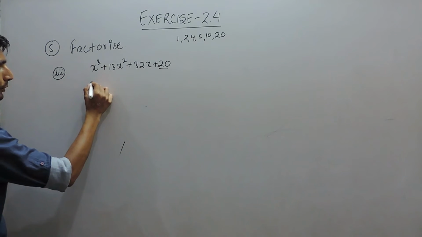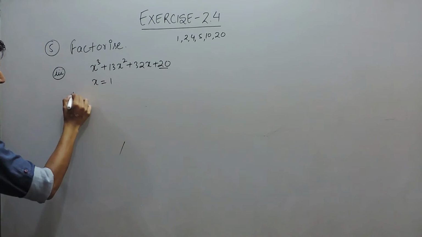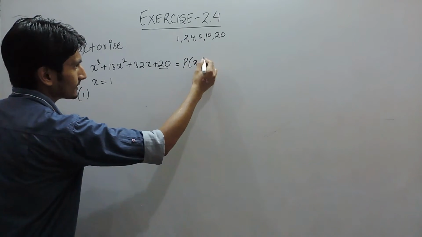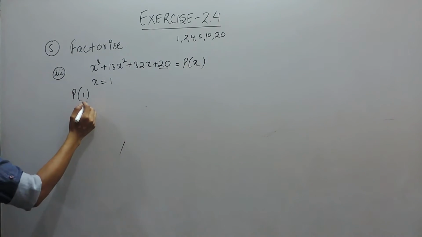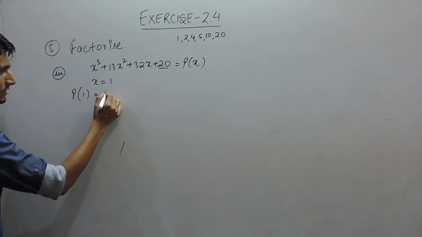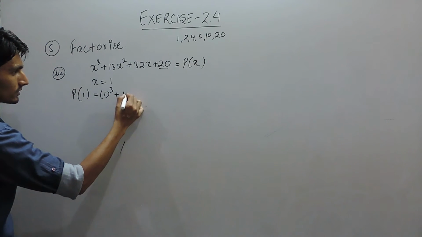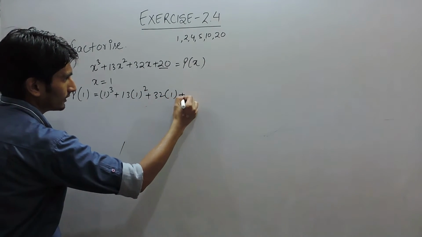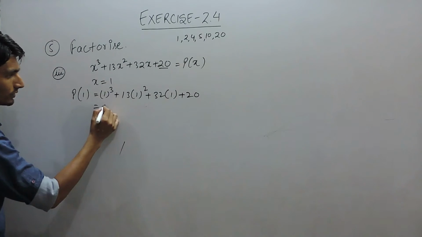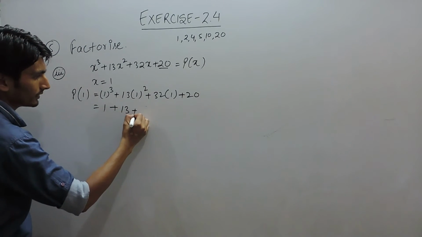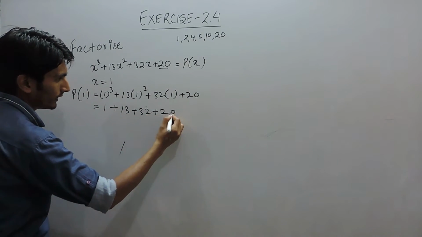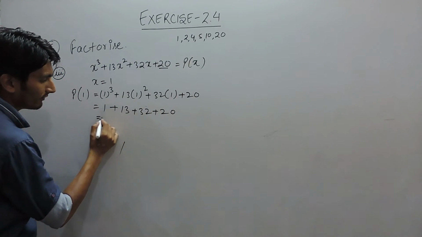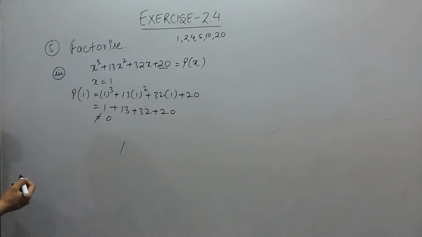So first of all, put x equals 1 in this polynomial, which is p(x). When putting x equals 1, this is 1 cube, this is 13 into 1 square, this is 32 into 1, and this is 20. So this is 1 plus 13 plus 32 plus 20. Obviously adding these numbers will not give 0.